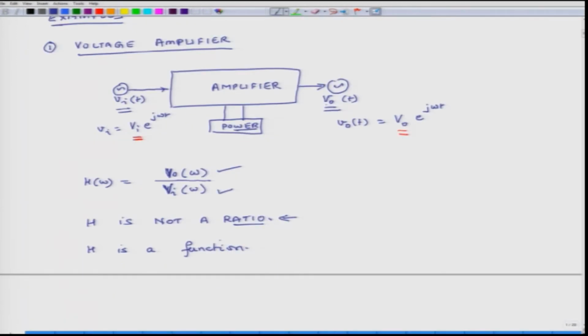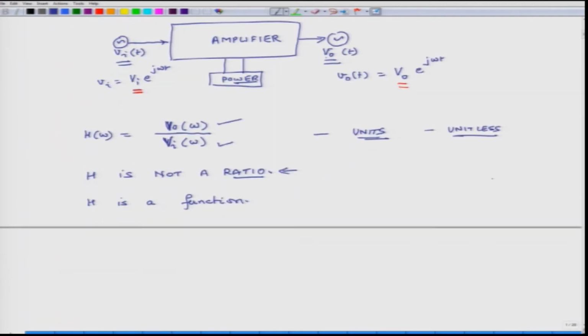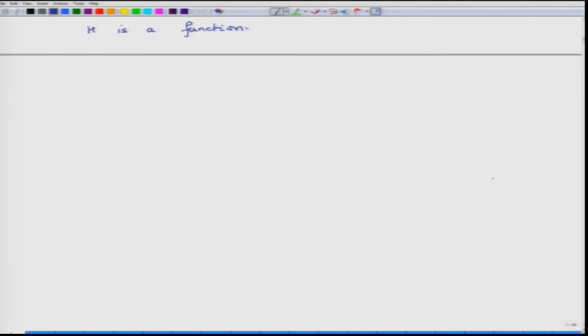So, in this case, what are the units? The unit of the numerator is voltage, the unit of the denominator is voltage. So, here it is unitless. In this case there are no units for the transfer function, but the transfer function need not be unitless in all cases. So, we will consider another example.